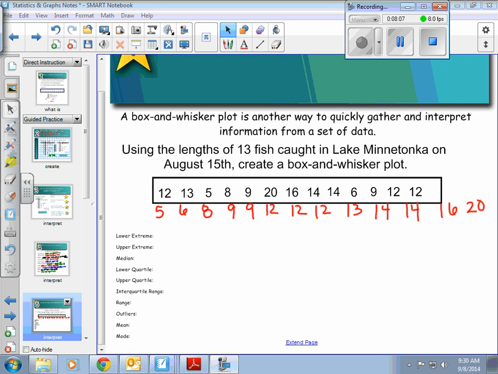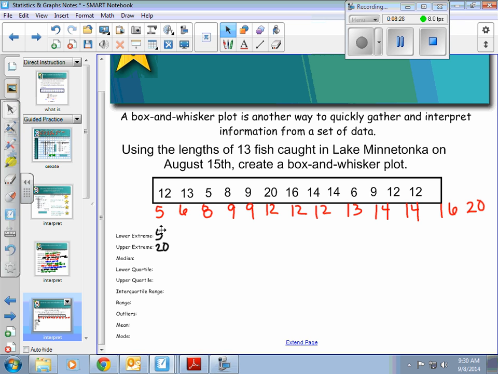All right, as you see, I have put my data in order, so it should be 5, 6, 8, 9, 9, 12, 12, 12, 13, 14, 14, 16, 20. So we need to find the lower extreme. Well, that's just your lowest number, so my lowest number here is 5. Then I need to find my upper extreme. Well, my highest number is 20.